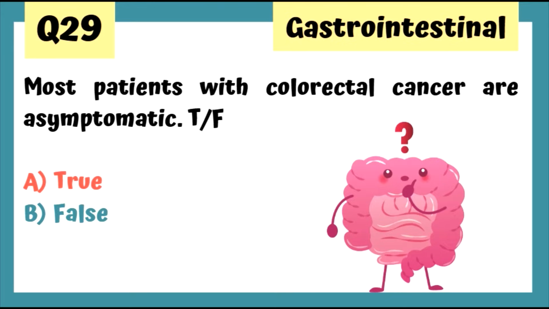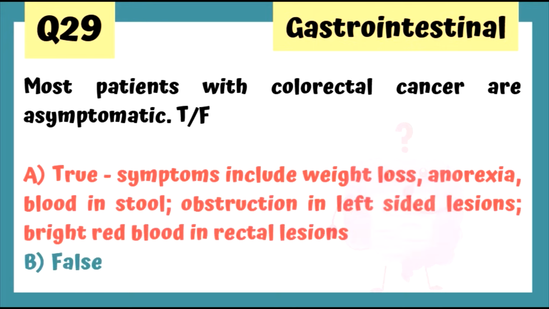Most patients with colorectal cancer are asymptomatic. That's why screening is so significantly important. Symptoms, though, when they do present, include weight loss, anorexia, blood in the stool, obstruction in left-sided lesions, and bright red blood in rectal lesions. But again, usually, or often, mostly are asymptomatic.